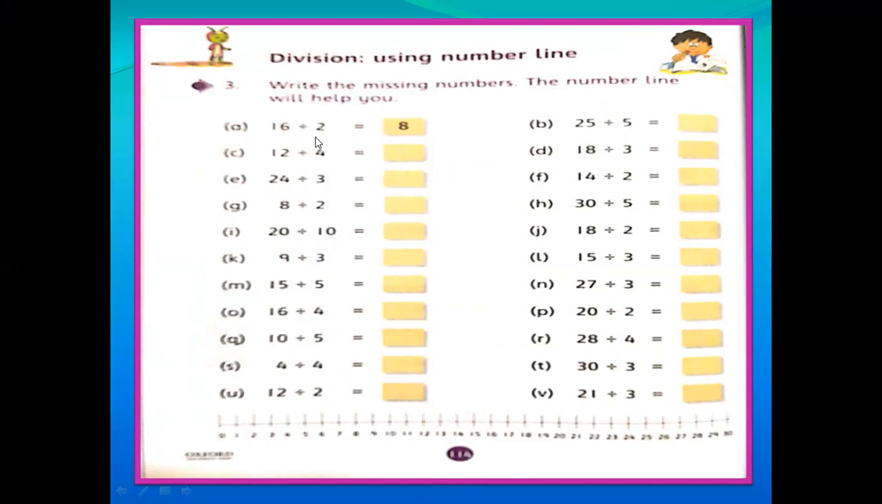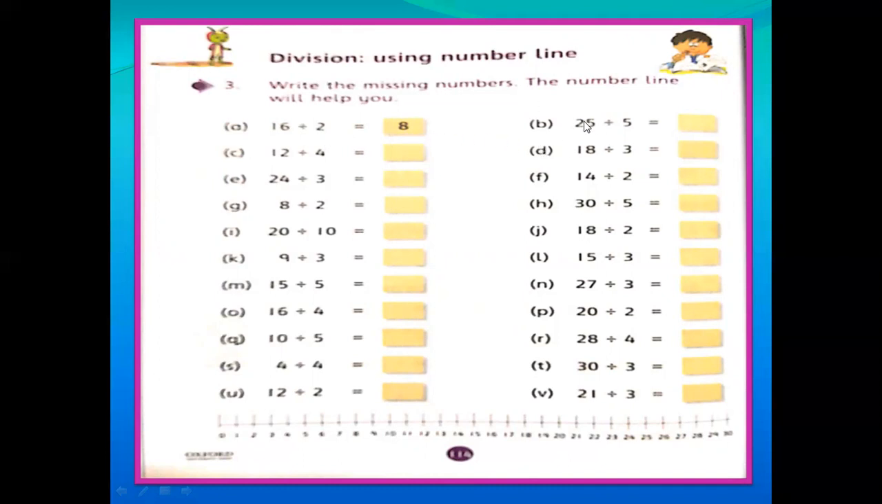A part, 16 divided by 2. So read the table of 2. 2 ones are 2, 2 twos are 4, 2 threes are 6, 2 fours are 8, 2 fives are 10, 2 sixes are 12, 2 sevens are 14, 2 eights are 16. So 16 comes when we multiply 2 with 8, so 8 is our answer.